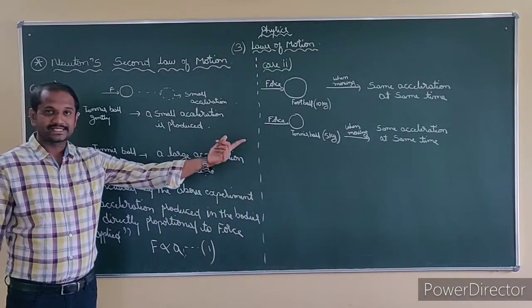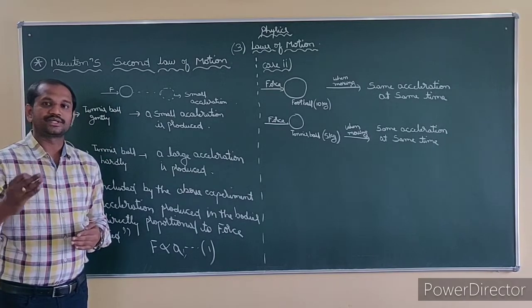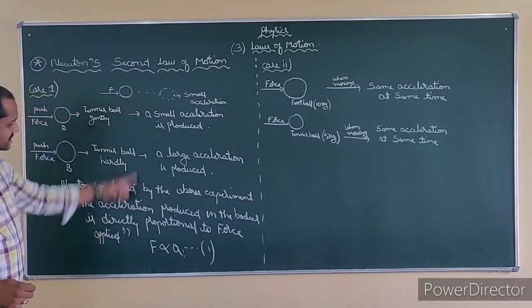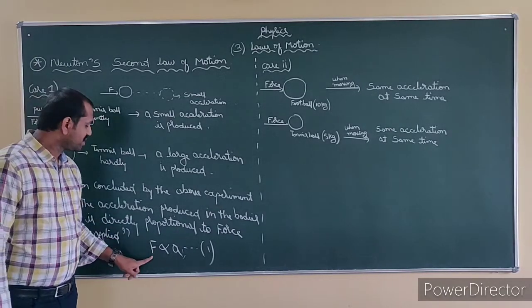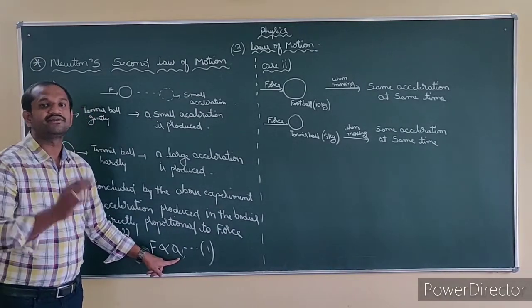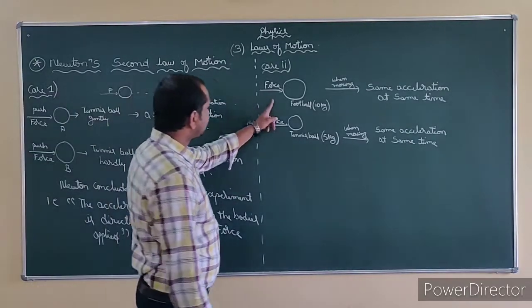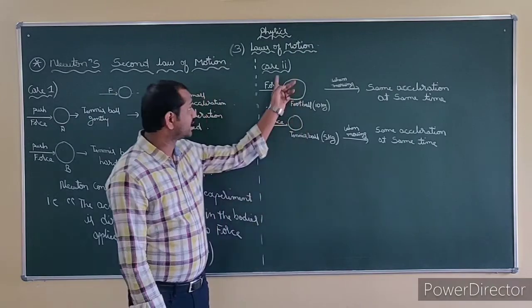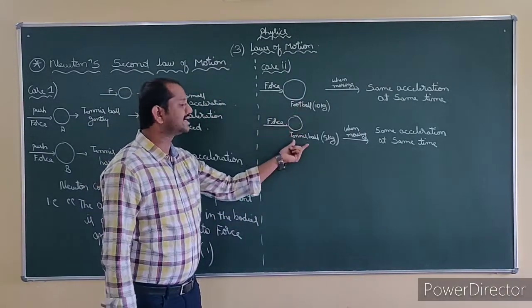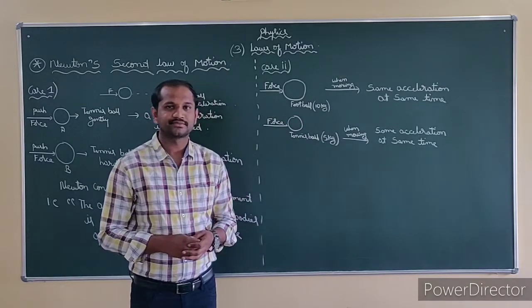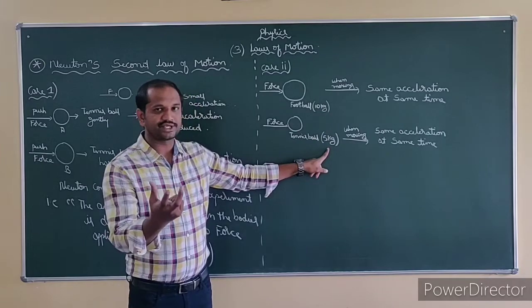We have to take case 2 as well. By joining both, we will find out what Newton's second law of motion actually is. I hope the first case is understood. From the first case, we found out that force is directly proportional to acceleration. Now I am considering two cases. In case 2, one I have taken as a football, the other as a tennis ball. Can you see the football of 10 kg and the tennis ball of 5 kg?